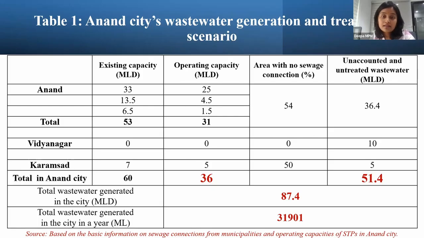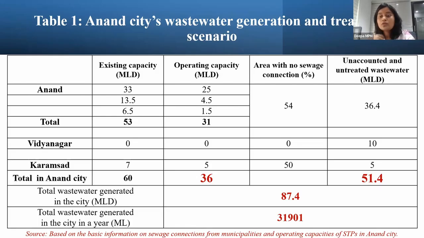Coming to the operating capacity, in Anand area, from this 53 MLD existing capacity, the operating capacity is about 31 MLD. In Karamsad, 5 MLD is the operating capacity, and overall 36 MLD is the operating capacity of Anand city.